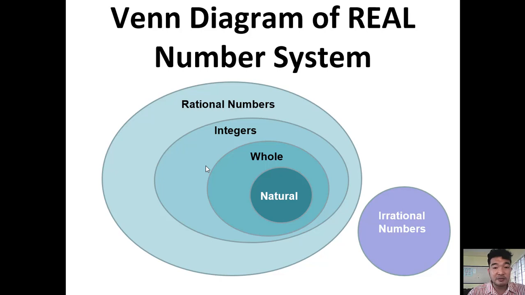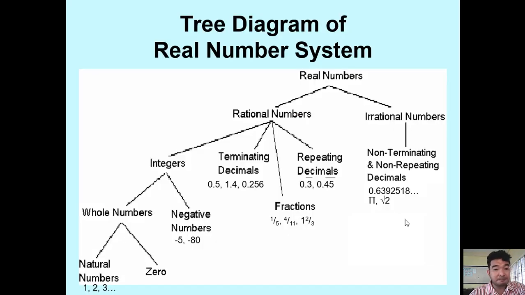Here is the representation of the real number system using the Venn diagram. As you can see, nasa labas si irrational number. As you can see also in this diagram, natural number is part of the whole number and these two are part of the integers, and all these three are part of the rational numbers. Only irrational numbers are outside this system. But all these are real numbers. Lahat yan, rational numbers and irrational numbers are all real numbers.